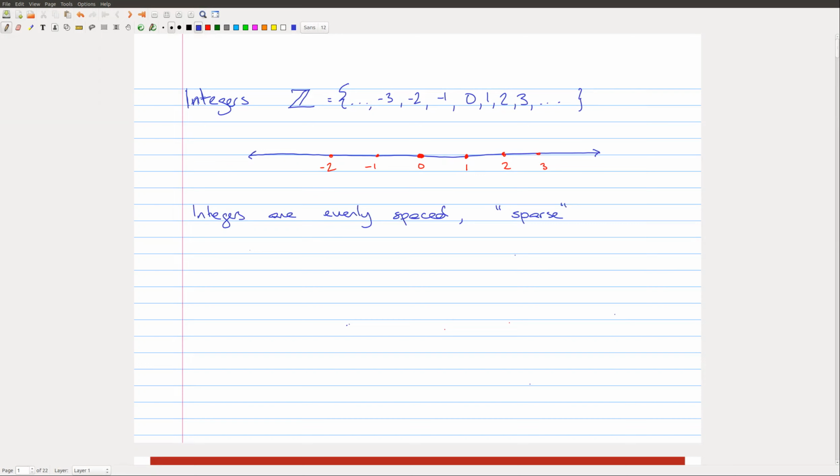Okay, and that maybe makes more sense when we contrast them with the rational numbers. The rational numbers are denoted by Q. Rational numbers are closely related to integers because they're assembled from integers in a very direct way. Q is the set of all numbers that one can obtain as a fraction, where the numerator and denominator are both integers, and the denominator obviously is not zero. So the rational numbers consist of all numbers that can be expressed as fractions involving integers.